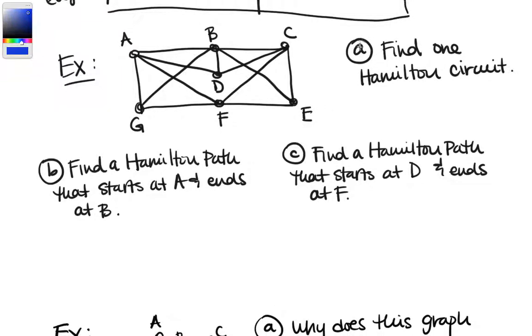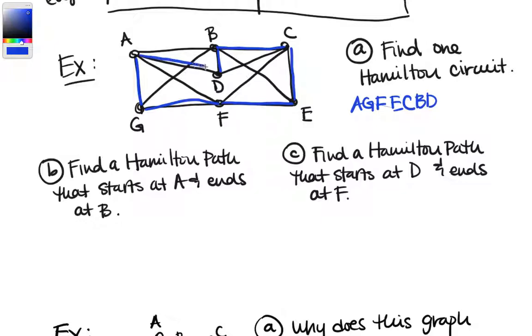Okay, so part A, we just want to find one Hamilton circuit in this graph. So let's go ahead and find one that starts at A. Okay, so we could go from A to G. And then, let's see, we could go over to F. And then E. And C. And then let's go over to B. Down to D.